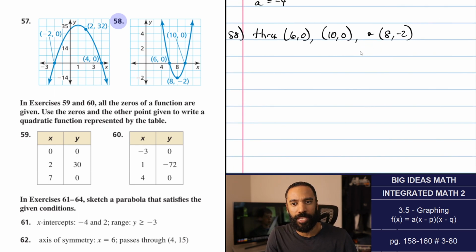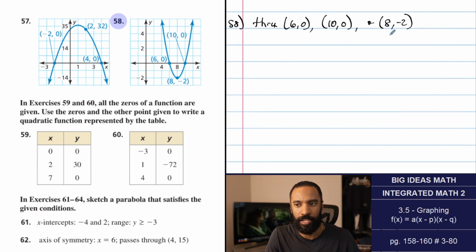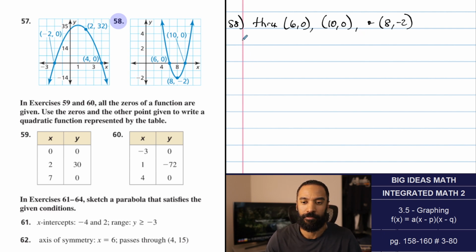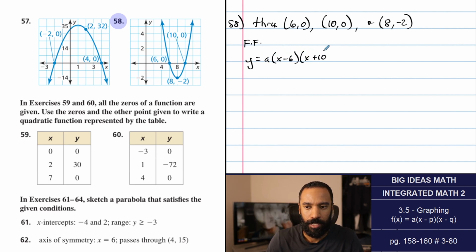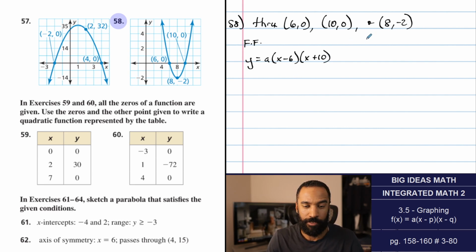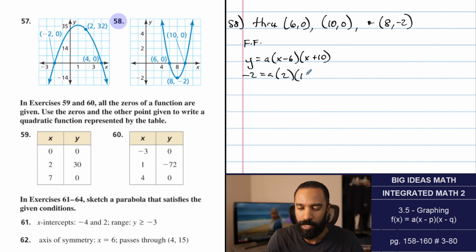So listen, I'm going to do standard form for this in the end because I want to show you that I could use vertex form or factored form for this. So in factored form, I'm going to say y equals a times x minus 6 times x plus 10. Because I know for sure that this is the vertex, and it's right halfway in between these. I'm going to substitute 8 for x, negative 2 for y. So negative 2 is a times 8 minus 6 times 8 plus 10, 18. So negative 2 equals 36a.